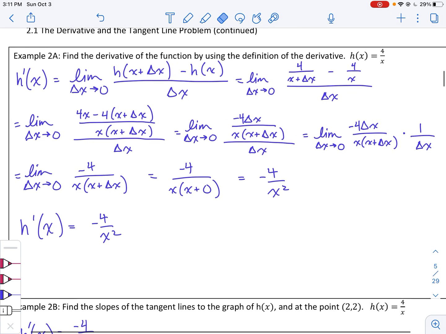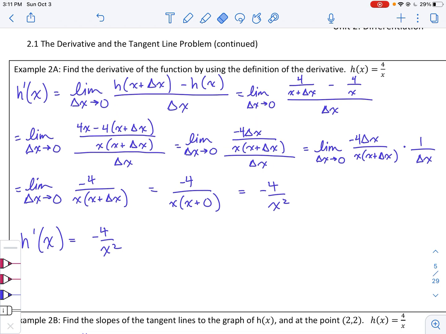Lots and lots of algebra going on here. So we have that h prime of x is equal to -4 over x squared. Okay, so now we can go ahead and continue. Pause, fill in, and complete 2b and 2c on your own, and then come back to check your work.